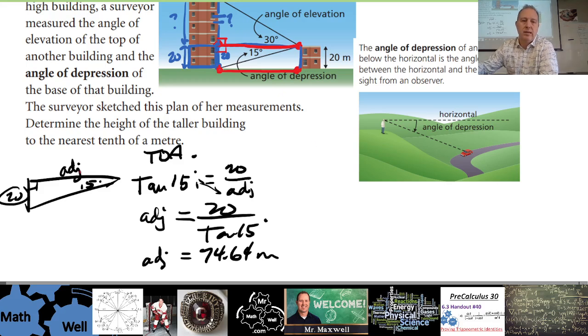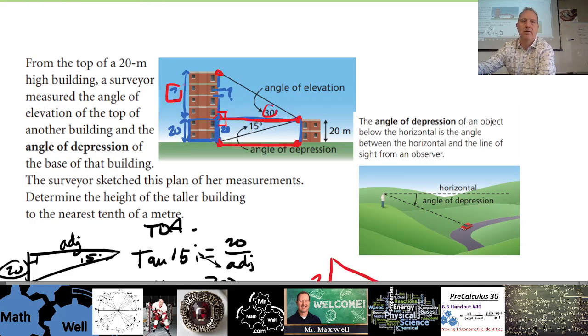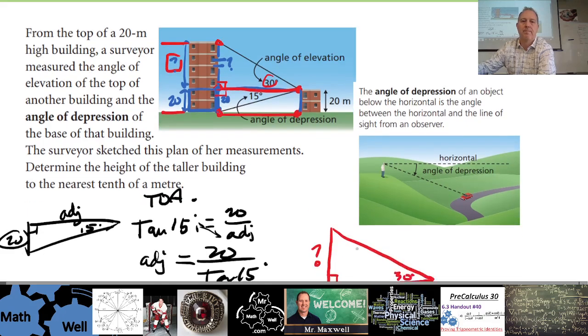So that's great. So now I have 74.64, and I am going to be able to work with this larger triangle, and I'll just redraw it here. This is 30. That's this 30 right here. This is 74.64. This is a right angle, and I am going to solve for this part right here. And that's the second piece that I need to find the total height of the building.